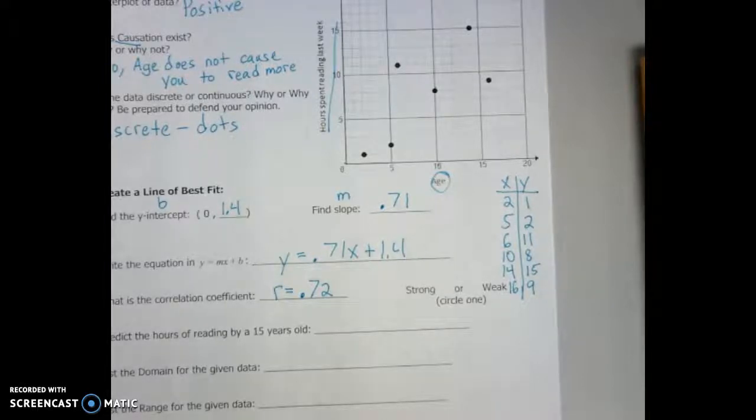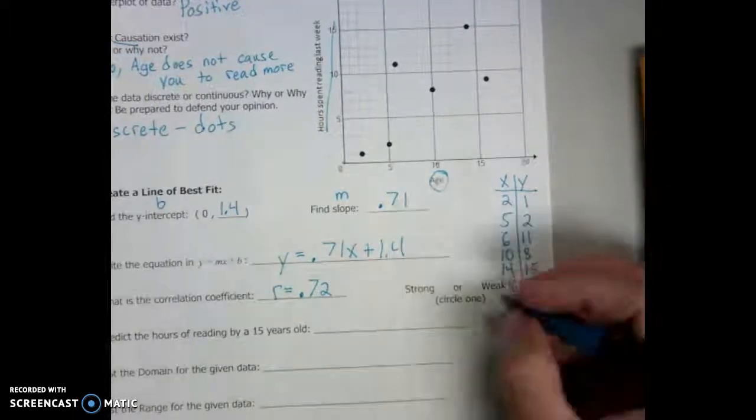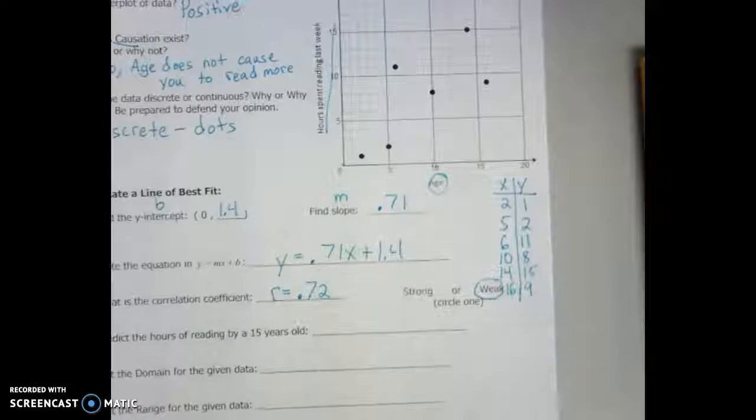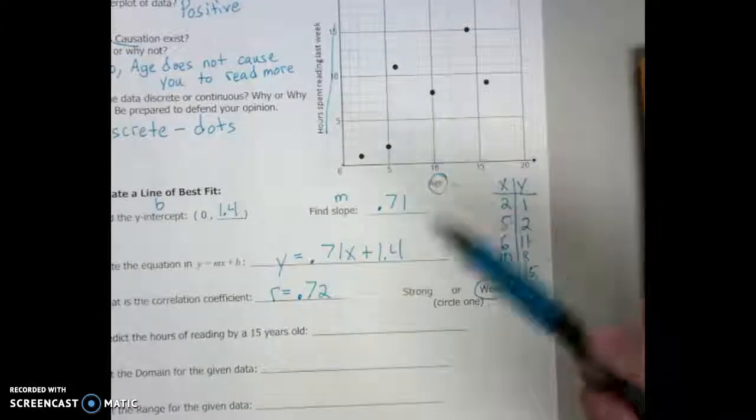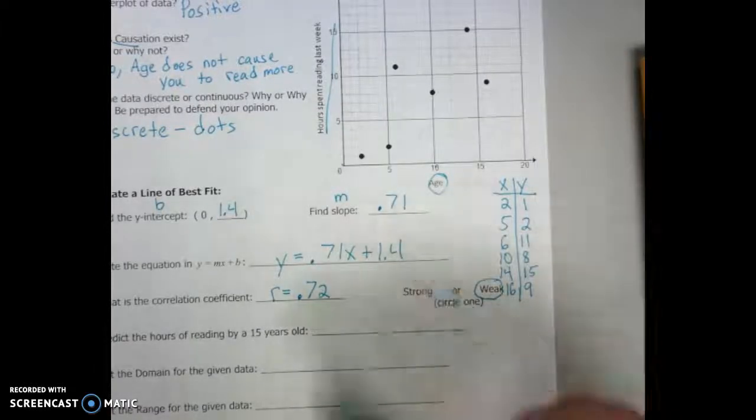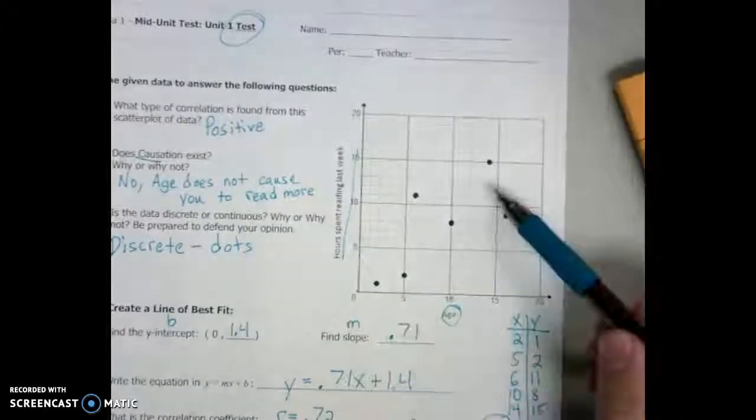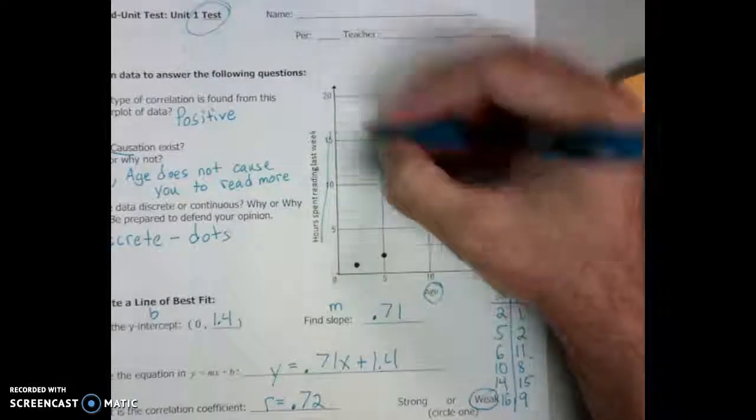Remember, the negative simply tells us what direction it goes in. So, is that less or greater than 0.8? It's obviously less than, so it would be weak. If this number said 0.9, it would be strong. If it said negative 0.9, it would also be strong. Remember, all that negative tells us is what direction it goes. If it's positive, we know we're trending upward on our graph. If it's negative, we know we're trending downward on our graph.